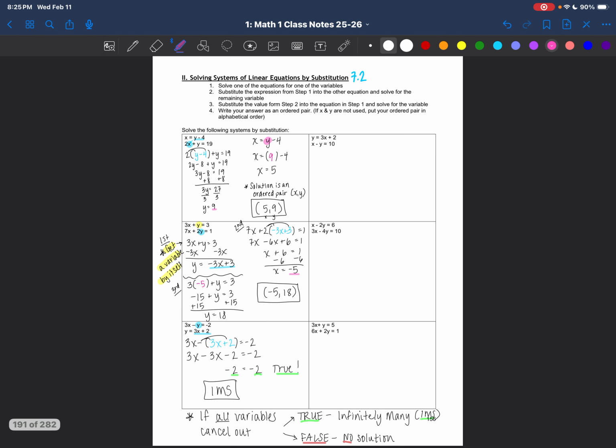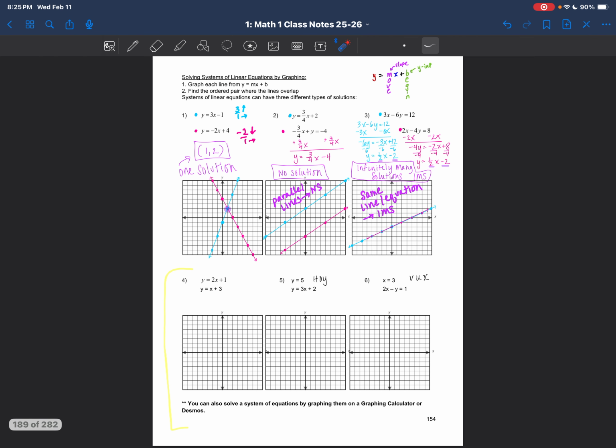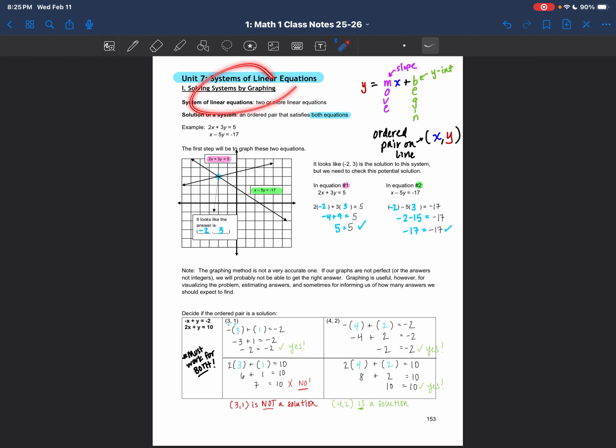All right. So like I said, I want you to try this one and shade it. And then that is inequality systems and solving systems by graphing.